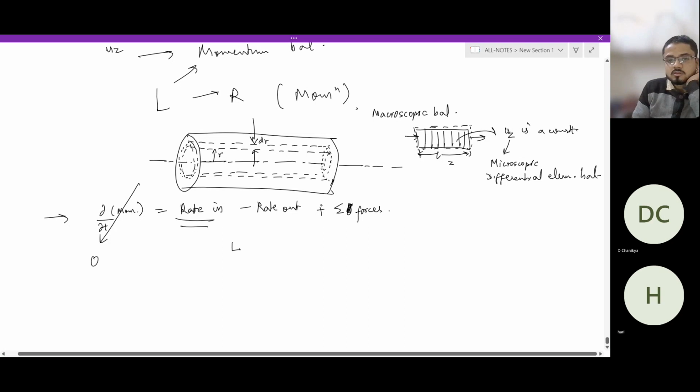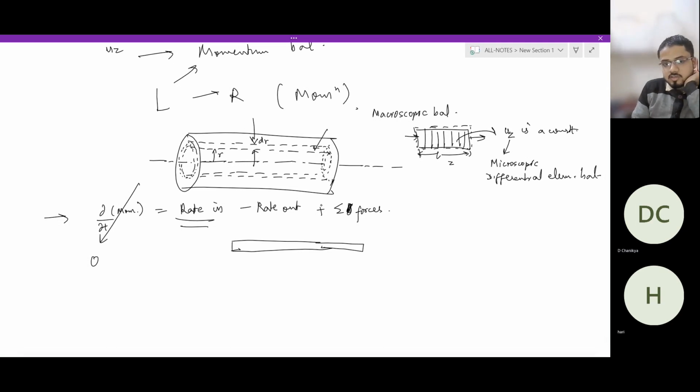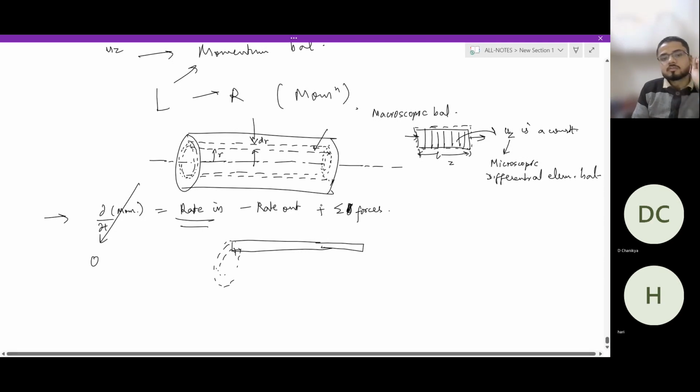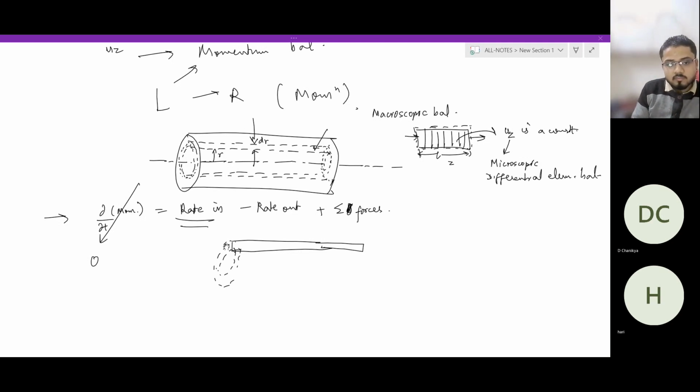Let's check out this part of the shell. This actually looks something like this, but in two-dimensional format, it just looks like this. So what is the pressure here? This is PH, right? And this is PL. And this is uz, right?